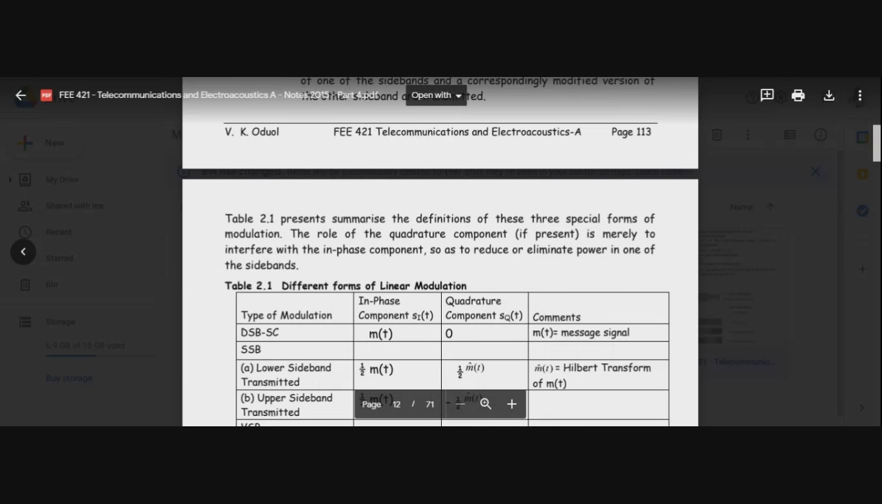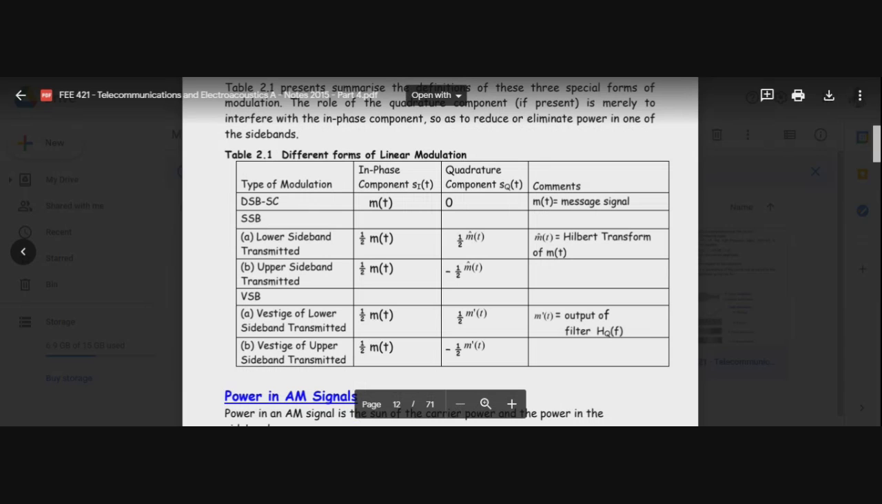And so what we have in this table here is the type of modulation in the left column, then the in-phase component, the quadrature component, and then the comments in the rightmost column. So we're just pointing out.